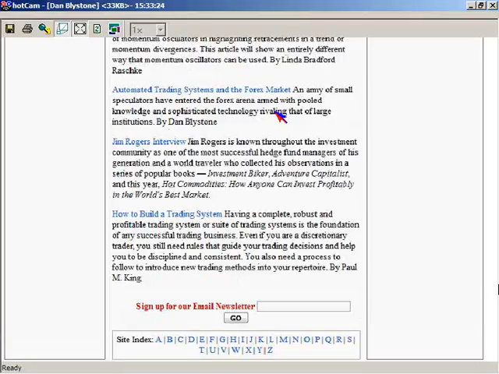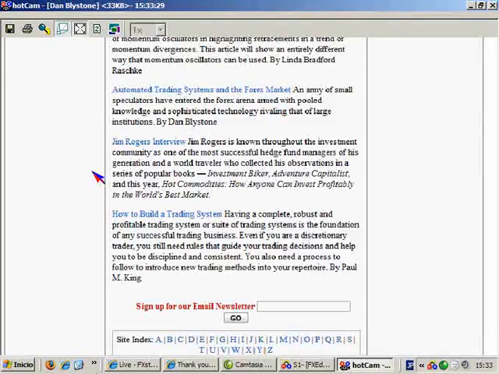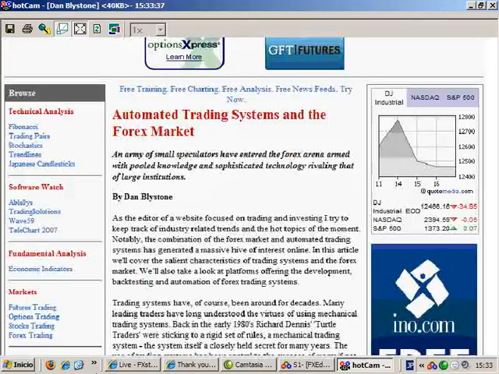As the editor of a website focused on trading and investing, I try to keep track of industry-related trends and the hot topics at the moment. I'll actually click on this so we can follow along here. Notably, the combination of the Forex market and automated trading systems has generated a massive hive of interest online.